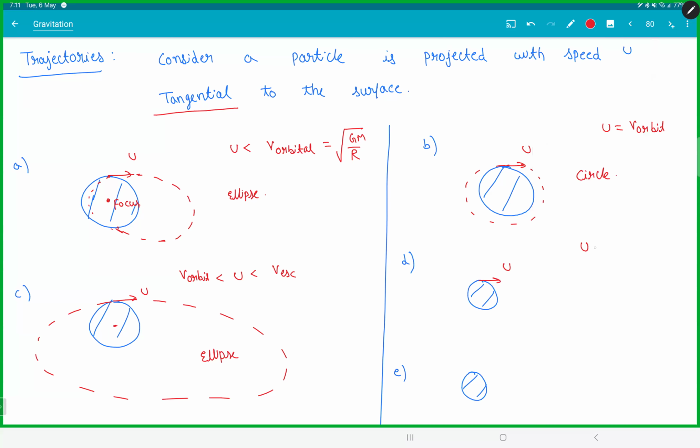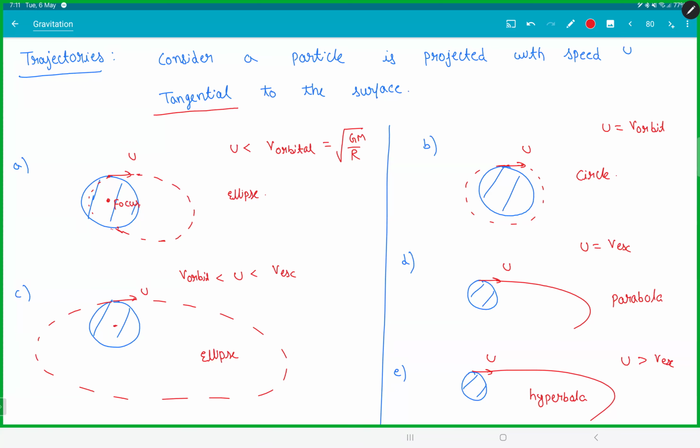If you project with u equal to v escape velocity, this will be a parabola. This will go off to infinity. This is u greater than v escape velocity. It will become a hyperbola. Literally, you'll get your entire conic sections here.